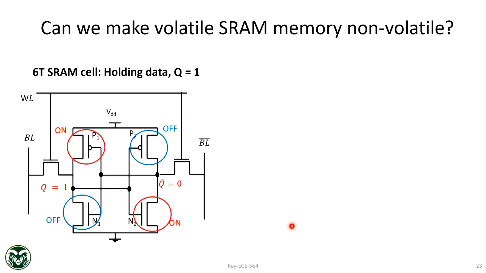But this is an interesting question I want to ask before we're done today. Can we make volatile SRAM non-volatile? What does this mean? SRAM is volatile, right? You write data, you turn off power, you think data is gone. The question is, do you see any idea after today's class? Can you make SRAM non-volatile? Or what factor would you use to make it non-volatile?